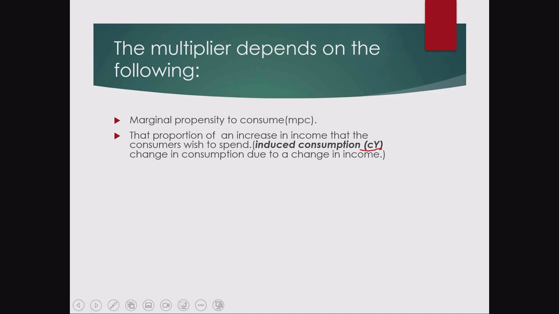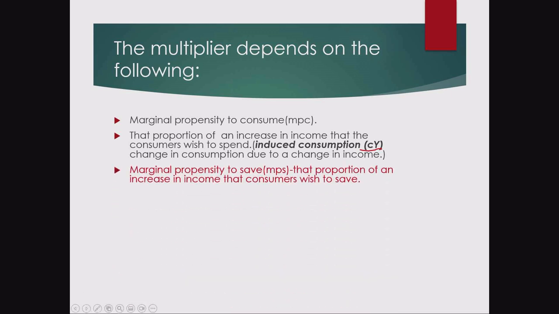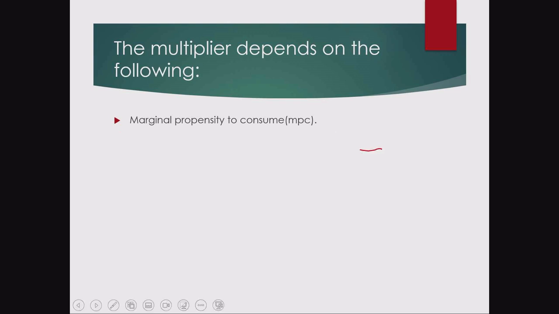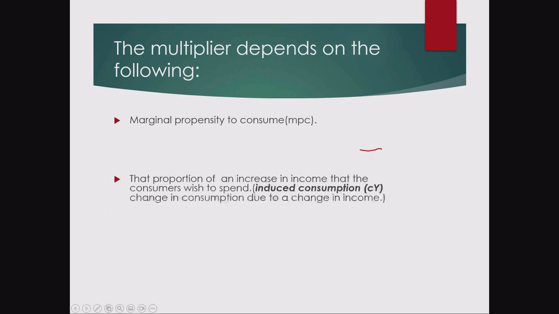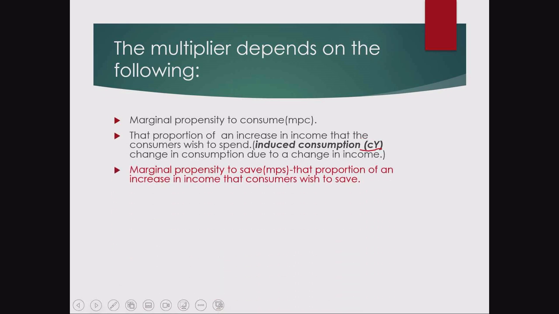Your multiplier also depends on the marginal propensity to save, which is indicated as MPS. Your MPS is your marginal propensity to save. That is the proportion of an increase in income that the consumer wishes to save, that part that you choose to save on your increase in income.